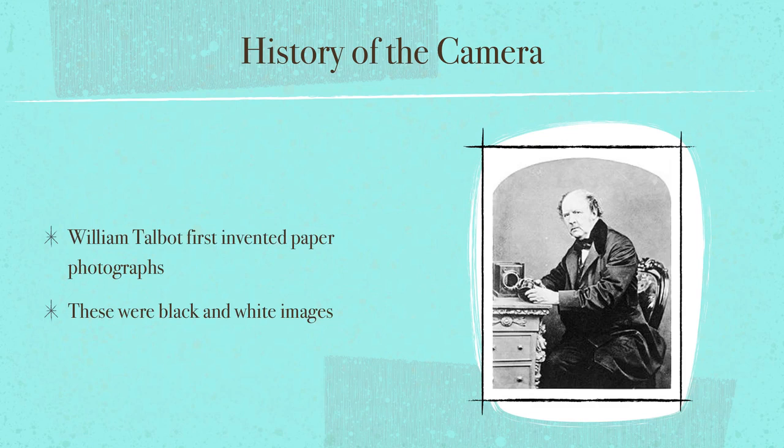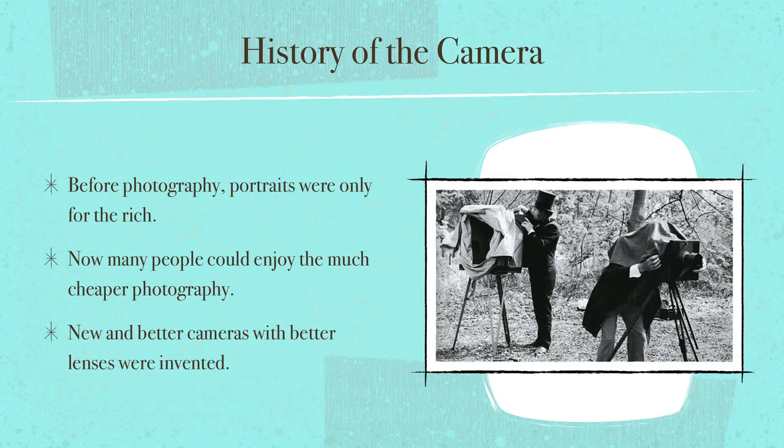William Talbot first invented paper photographs a little bit after that in the 1800s. He was an Englishman, and these images were just black and white images. So there was no color photography back then. It was just black and white, but William Talbot was able to actually print the photos on a chemically treated paper rather than the copper tins.